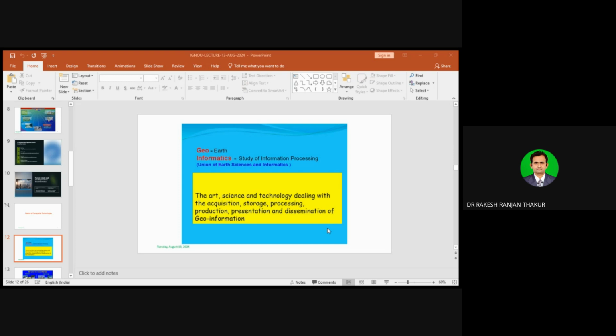Suppose a person has a smartphone, and he knows how to order a particular dish. In that case, it is not mandatory that he knows about GIS, but unknowingly he is using that.